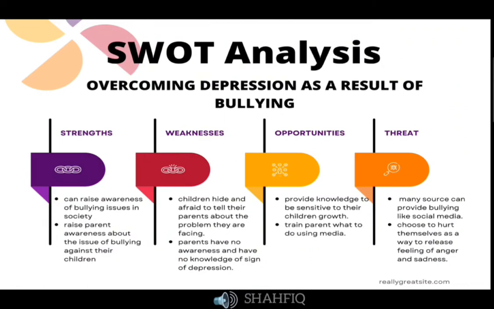We go to the next level, which is weakness. There are some weaknesses in this matter that make it difficult for us to deal with the problem. Among them, children hide and are afraid to tell their parents about the problem they are facing. This makes it difficult for them to get out of the problem themselves because they cannot get the help they deserve. The second is that parents have no knowledge of the characteristics of a depressed person. This will cause their children to continue to be plagued by the problem and get worse day by day.